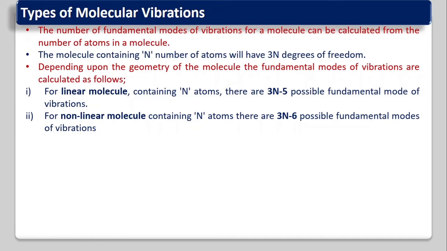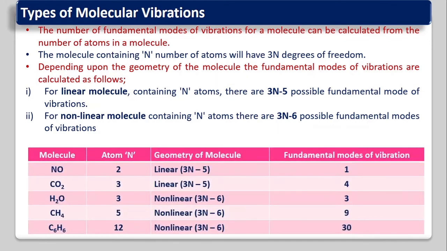For a linear molecule, if n is the number of atoms present in the molecule, there are 3n minus 5 possible fundamental modes of vibrations. So this is the formula for calculating the number of modes of vibrations in the case of a linear molecule. If the molecule is non-linear and contains n atoms, then there are 3n minus 6 possible fundamental modes of vibrations. So for a linear molecule 3n minus 5, and for a non-linear molecule 3n minus 6. Here n is the number of atoms present in the molecule.